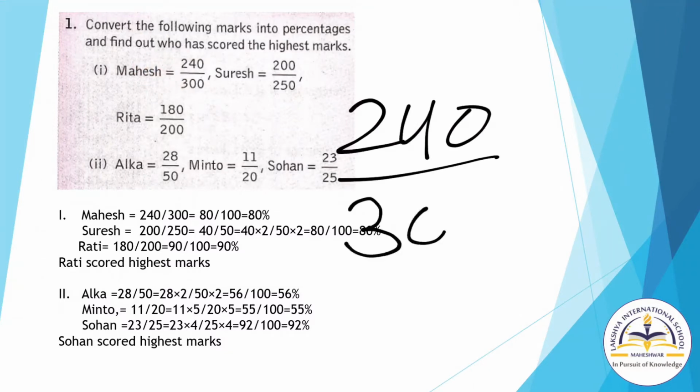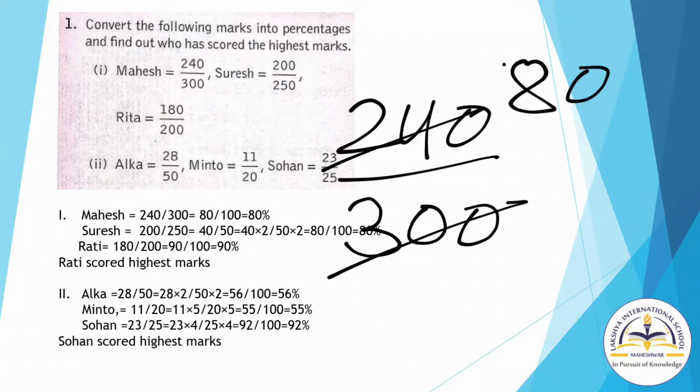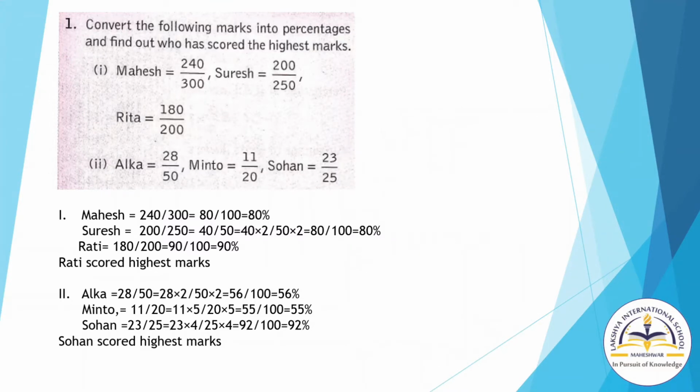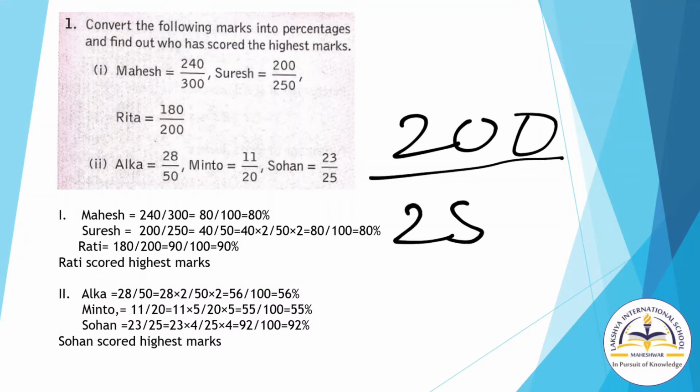240 divided by 300. Now we can cut them by the table of 8, or you can cut with the table of 3. So you will get, 3 8s are 24, so there will be 80 and there will be 100. Now 80 by 100 means 80%. So Mahesh got 80%.